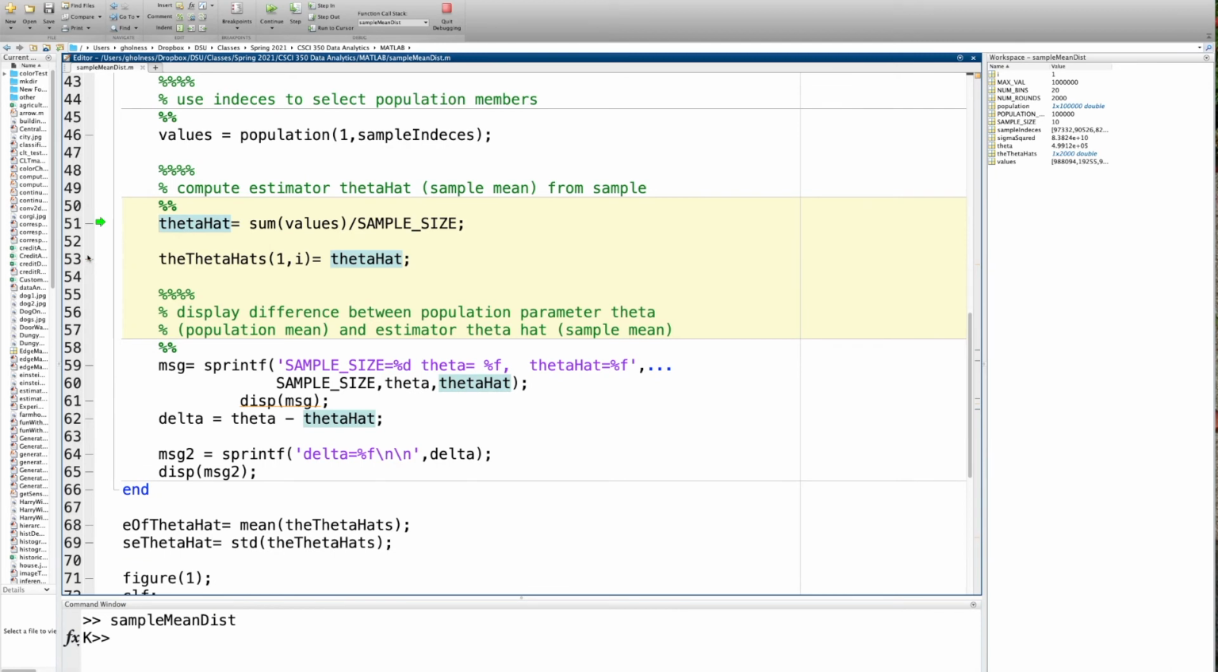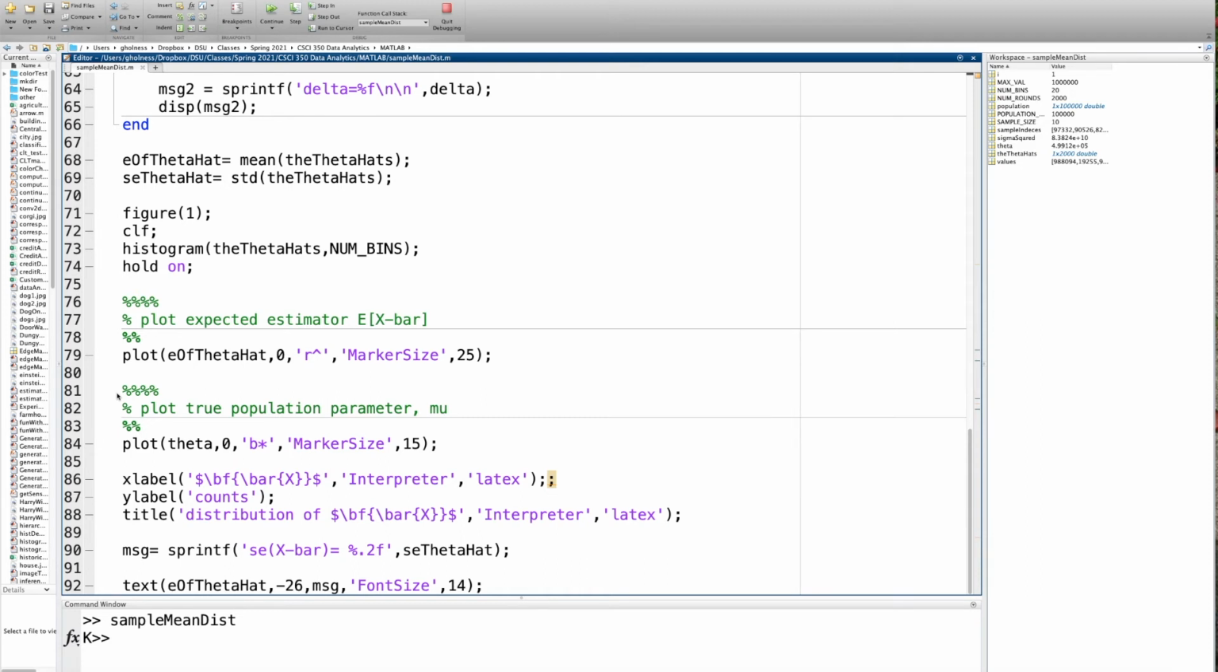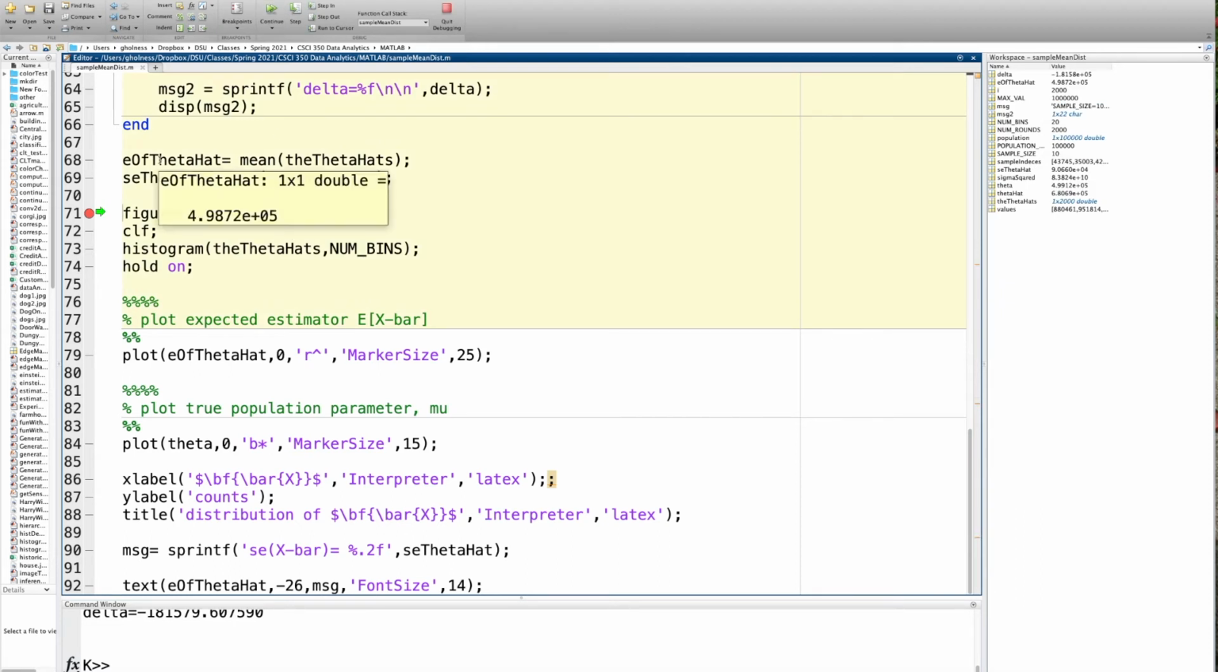So I do that again and again and again, and I save off all of my theta hats, and I'm going to plot the distribution through a histogram of my theta hats. But in addition to plotting that distribution, two things I'm going to calculate. I'm going to calculate the expectation of my theta hat, which is about 498, and remember ground truth is 499, it's very close. Now this is unbiasedness in action. We said x bar, sample mean, is unbiased. The expectation of it, on average, is exactly the ground truth parameter.